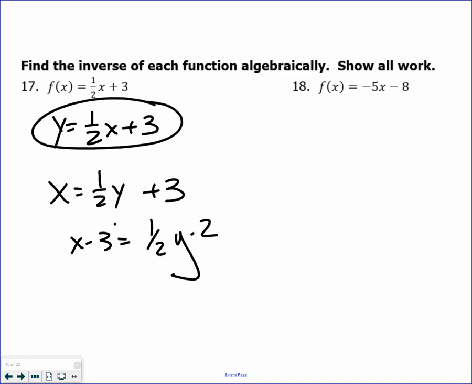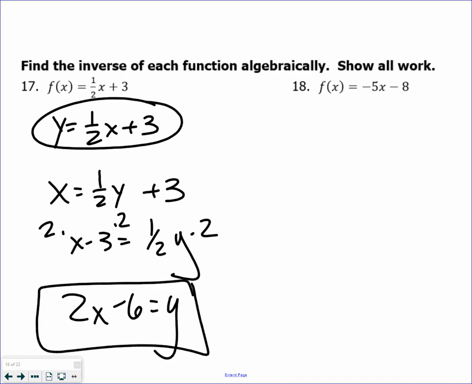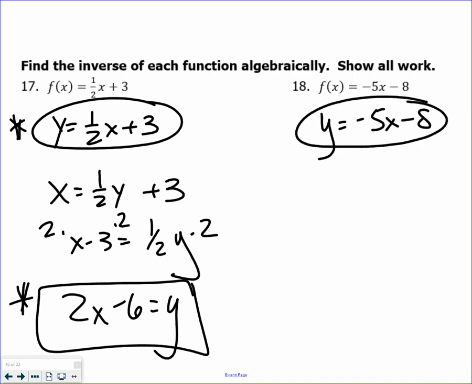So I'm going to multiply everything by 2 to get y equals 2x minus 6. So the original question and the inverse. You take the x and the y and switch places. So here's the original question. I always like to rewrite it so that I see the original and then I see the inverse. So you notice that I took the x and the y and switched places.